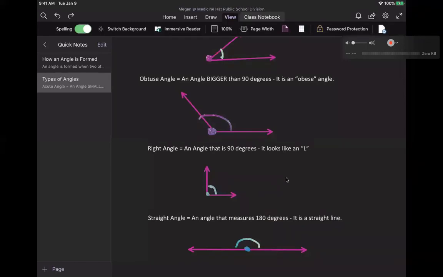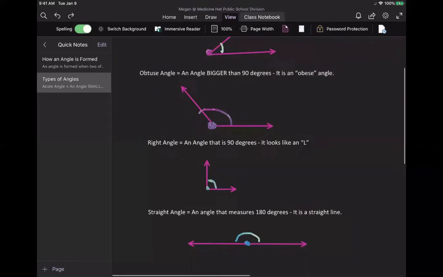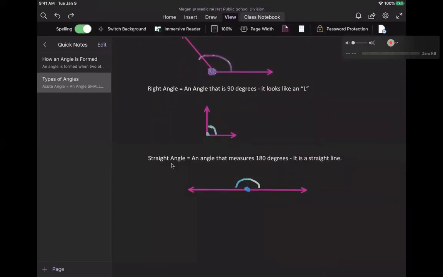And then finally, the last angle that we are learning about is called a straight angle. This is an angle that measures 180 degrees, and it's literally a straight line. You know how I said that there were 2 arms? This was one arm, and it started off over here, but then it went all the way around and landed here. So this is a straight angle. It measures 180 degrees, which is double the right angle right here.